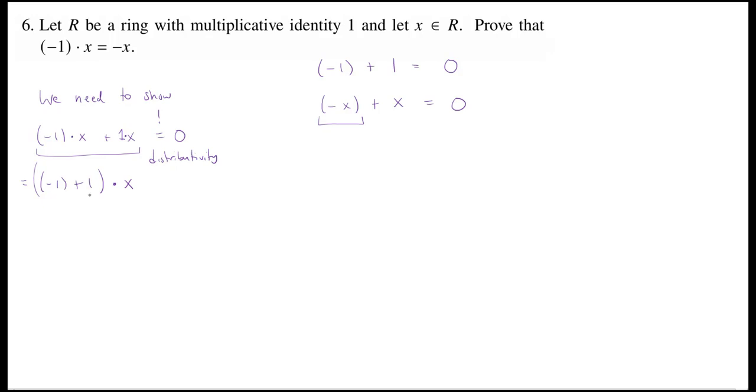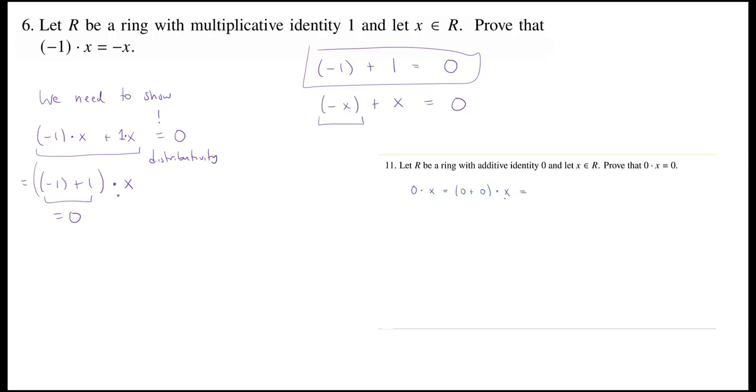And here's where I get to use this property of what -1 is. That -1 is defined so that -1 plus 1 is equal to 0. So I'm left with 0 times x, which just equals 0, right? Well, yes, but not so fast. This is another result that should be proved. In fact, in a previous video from a previous year, this was an exam question, and I gave a proof of this. But let's just quickly summarize how that proof works.